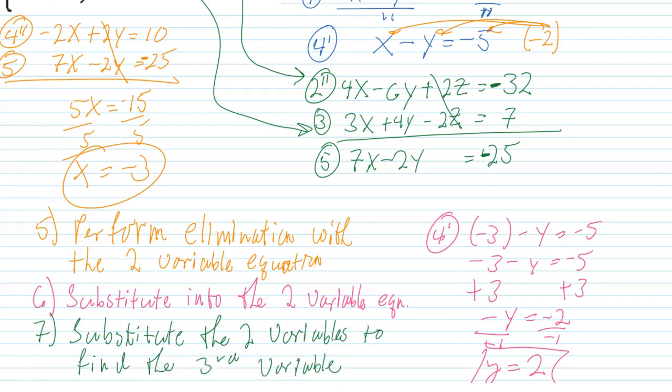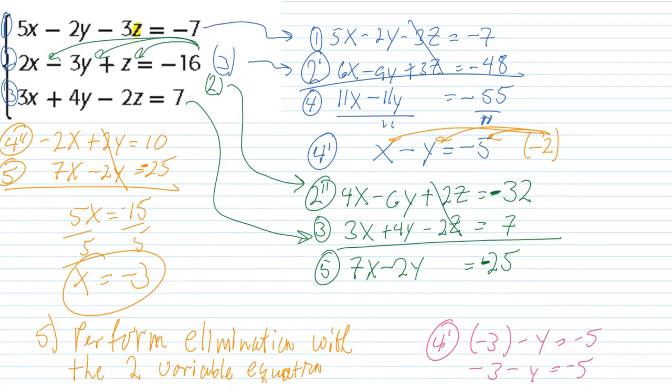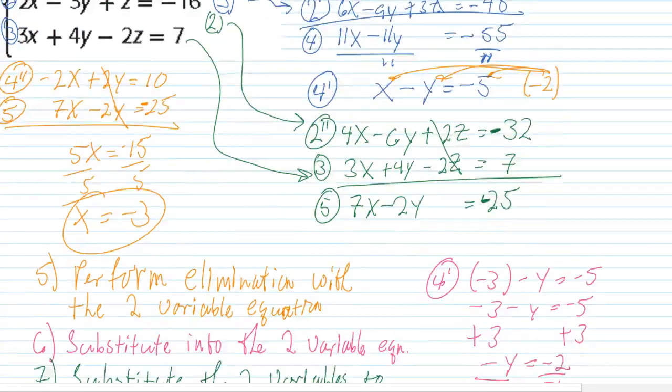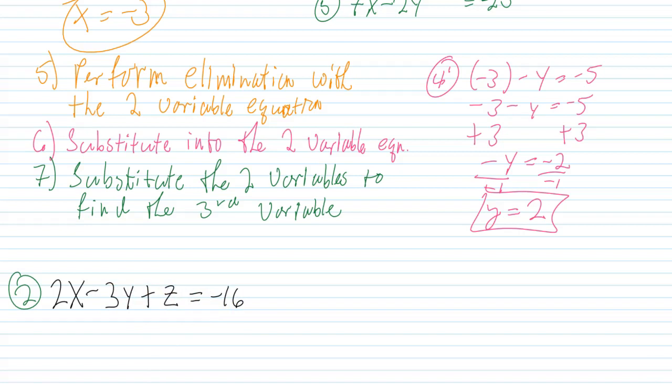We have 2 variables. Now we can substitute the 2 variables to find the third variable. So if I go back up to my original 1, 2, and 3, I look at what is the simplest, easiest problem to work with. Well, personally, I think equation number 2 is the simplest, easiest problem to work with. So I'm going to substitute my x and my y into equation number 2. So equation number 2 is 2x minus 3y plus z equals negative 16. I just wanted to rewrite that so we have it in front of us since it's off the screen.